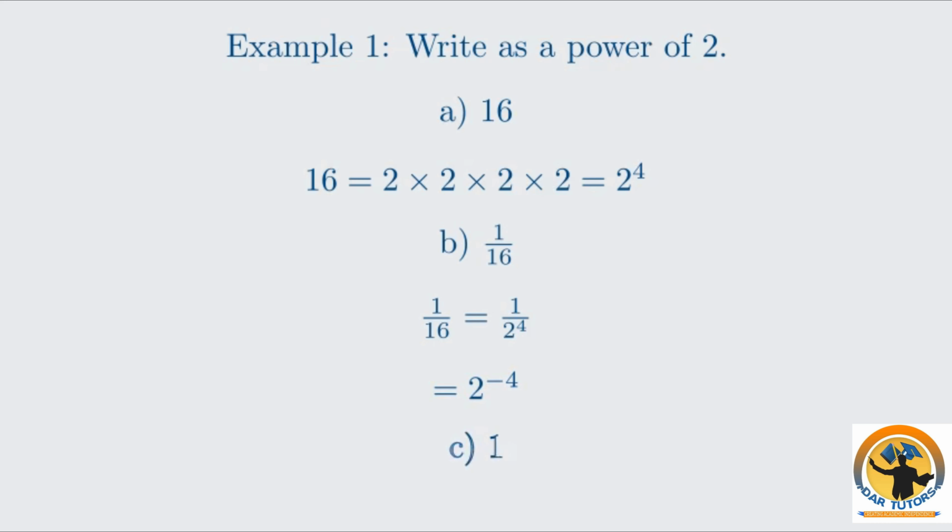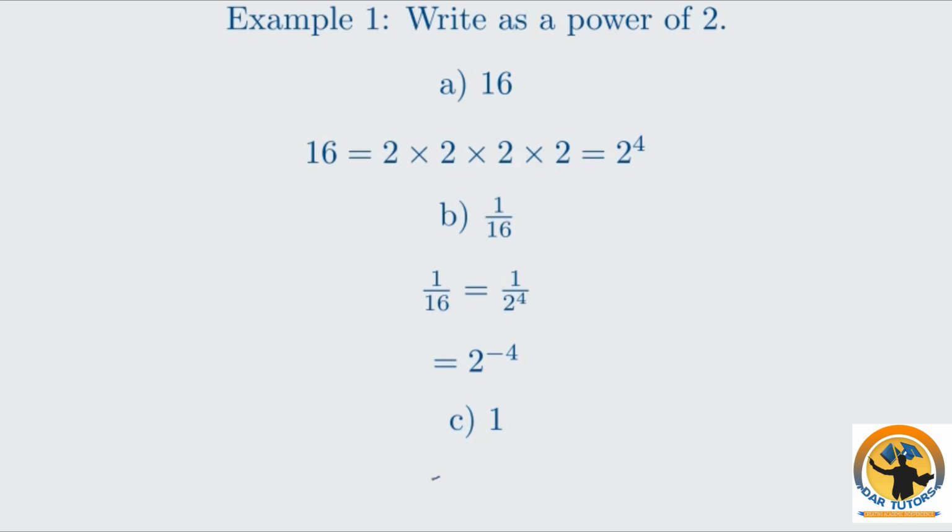Now let's write 1 as a power of 2. This is a direct application of the zero exponent law. Any non-zero number to the power of 0 is 1. So 1 is equal to 2 to the power of 0.